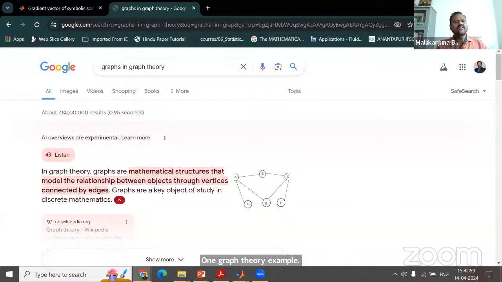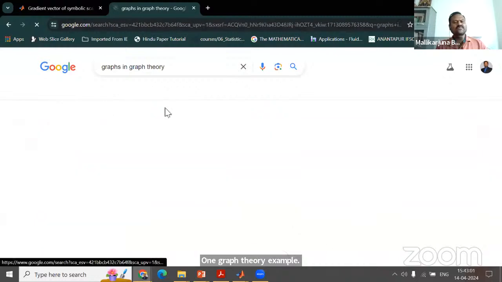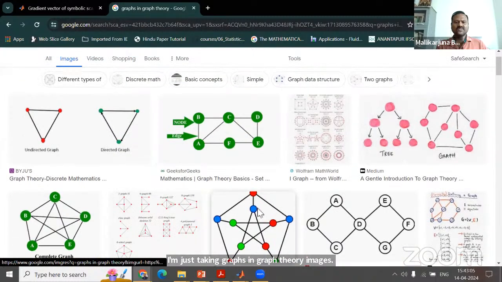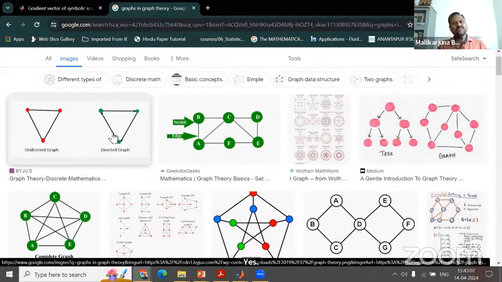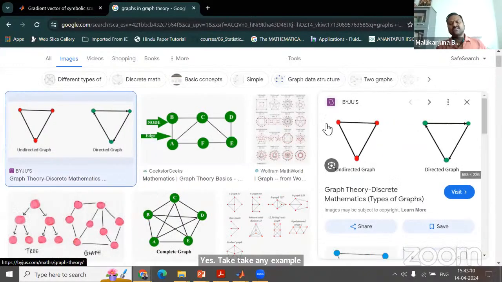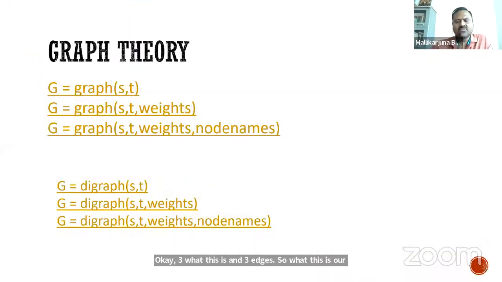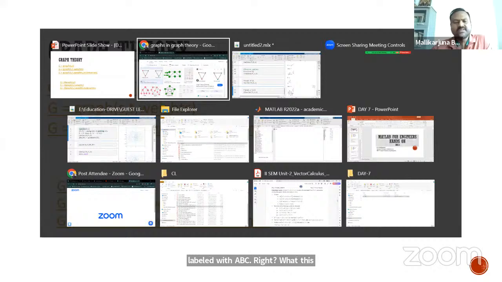I'm just taking graphs from graph theory images. Take any example. Suppose a directed graph, this is a directed graph with 3 vertices and 3 edges. The vertices are labeled A, B, C.